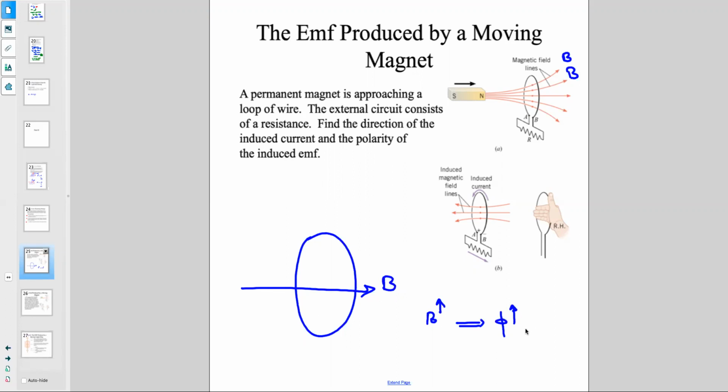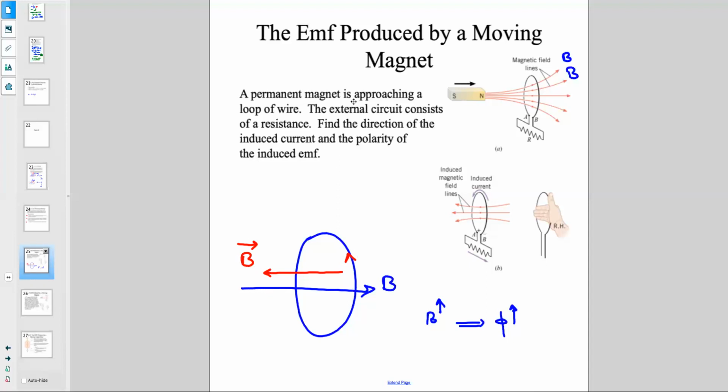And so I should have the induced current in the direction to oppose this change. In other words, I have to have the induced magnetic field in the opposite direction, okay? So I have to have the current in this direction to create this B field that I want, okay?